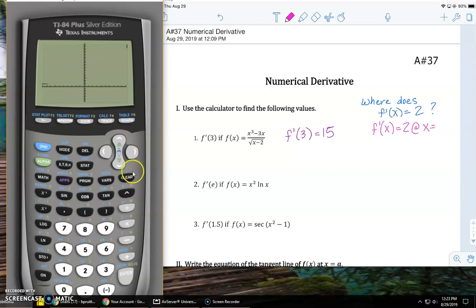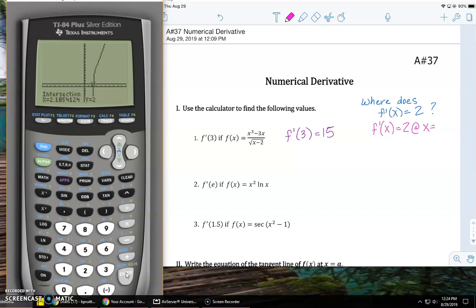Now let's look. Now it takes it a minute. Give it a chance. Oh, looky there. So there's my derivative, there's my function, and I'm going to do second calc intersect. Remember, with intersect, the up and down arrows will toggle it back and forth between your two functions. So I find it, I put it near, I'm going to hit enter 3 times.